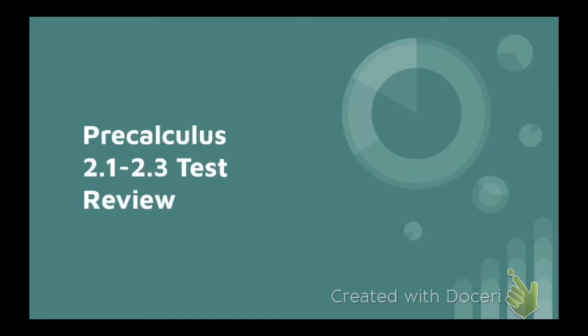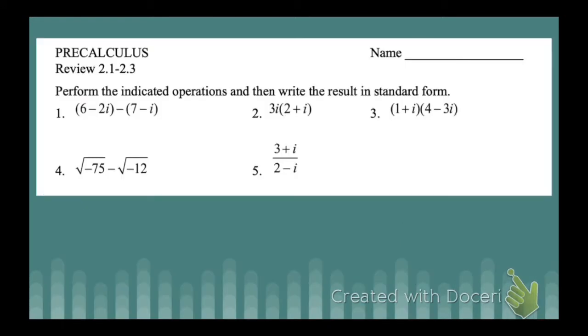Pre-calculus 2.1 to 2.3 test review. For problems 1 through 5, we're just simplifying expressions that have i's in them.